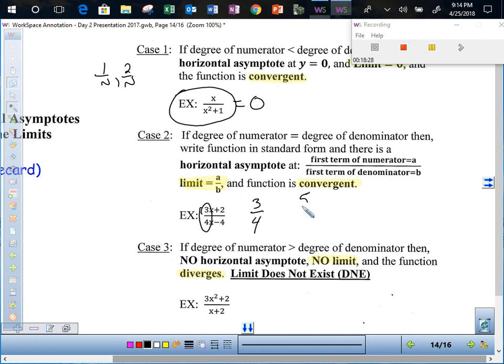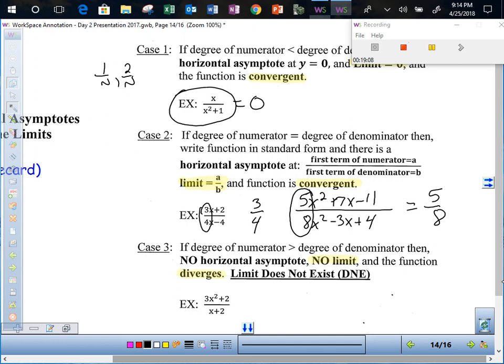Here's another one. Let's say I give you 5x squared plus 7x minus 11 over 8x squared minus 3x plus 4. What you do is you look at the powers of the leading coefficient. The highest coefficient on the top is a 5, and we get that from the x squared. The leading coefficient in the denominator is 8. Now look at the powers. They're both x squared. So this thing is going to approach the number 5/8 as x gets larger and larger and larger.